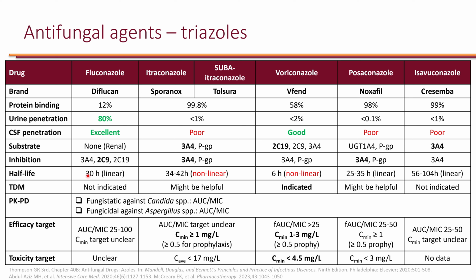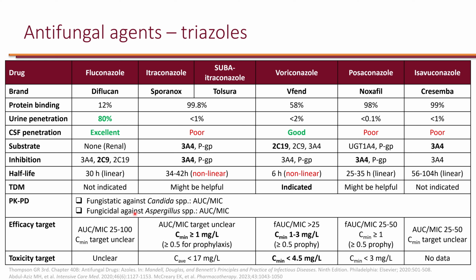Now, because fluconazole is highly bioavailable and there is not much variability between patients, therapeutic drug monitoring, or TDM, is not indicated. For all triazoles, pretty much the PK/PD target is AUC to MIC. They happen to be fungistatic for Candida species, but they are fungicidal for aspergillosis. Because we don't do TDM, a trough target is unclear, and it's in general very well tolerated. Fluconazole is very well tolerated, so there isn't any toxicity target.